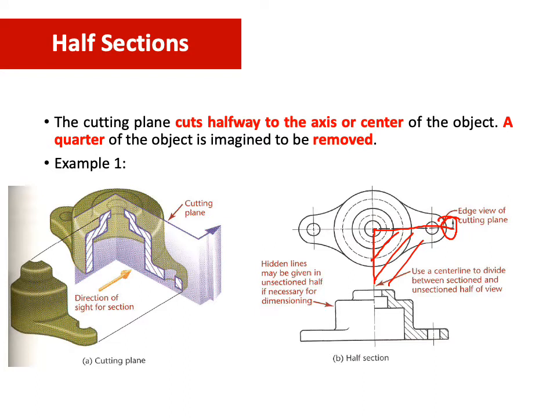The hidden lines may be given in the unsectioned half, if necessary, for dimensioning. So here is where the object has been cut. Use a center line to divide between the section and the unsectioned half of the view.